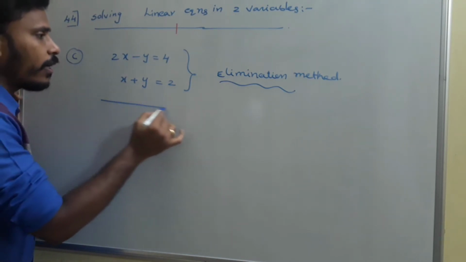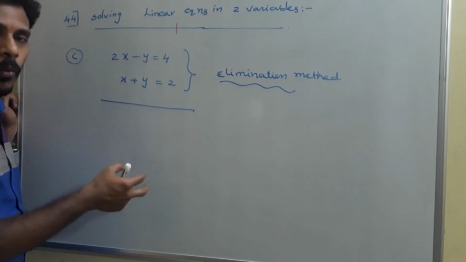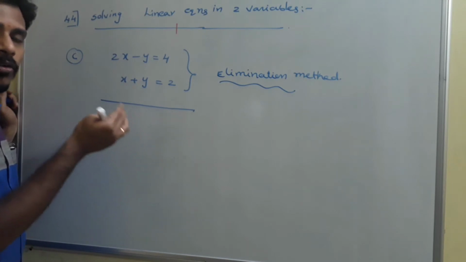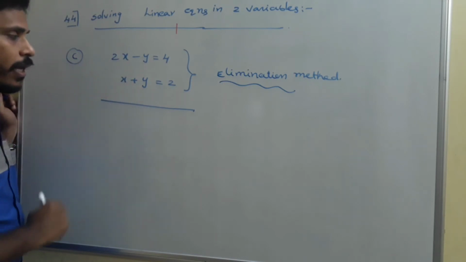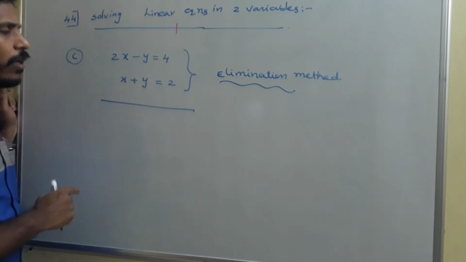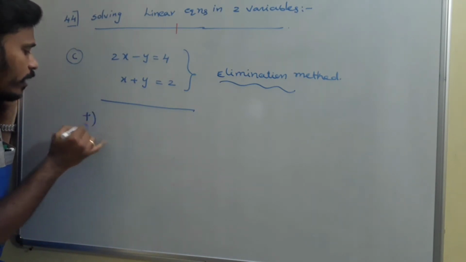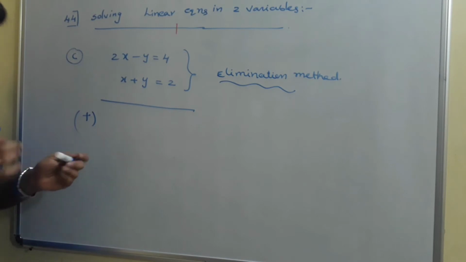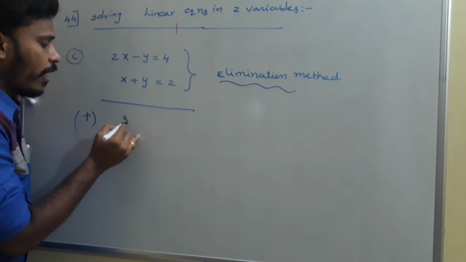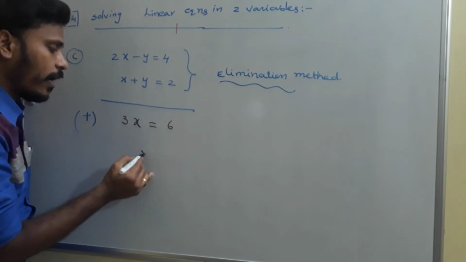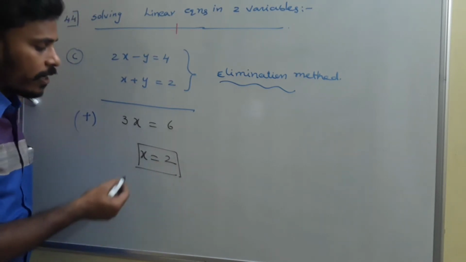See, eliminating in the sense, first of all we need to eliminate any one of the variables, either x or y. Eliminate one variable and find out the value of the other variable. Suppose here, if you look, in the first equation I have minus y, and in the second equation I have plus y. So it is easy to eliminate y on adding these two equations, and that's why I am adding these two. If I add these two equations, by the elimination method, y and y will get cancelled, and we have 3x equals 6 and x equals 2. So just by eliminating y, easily we get the x value as 2.